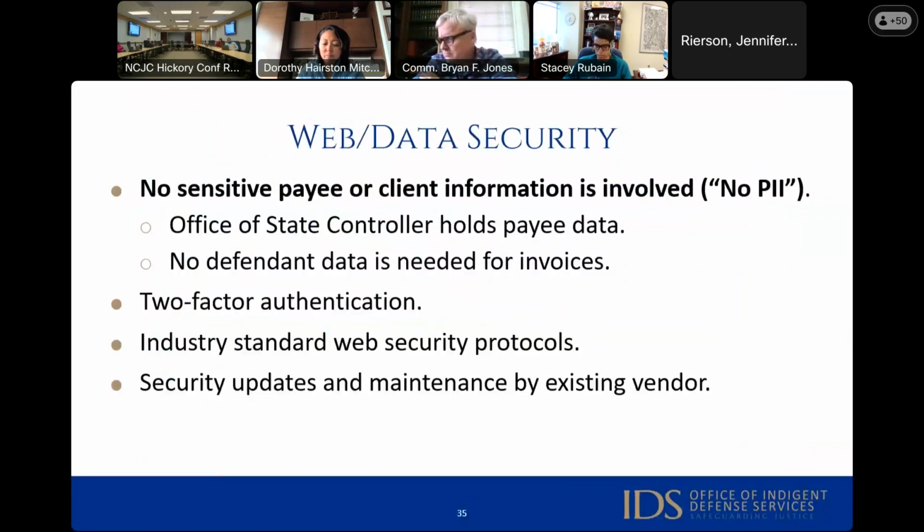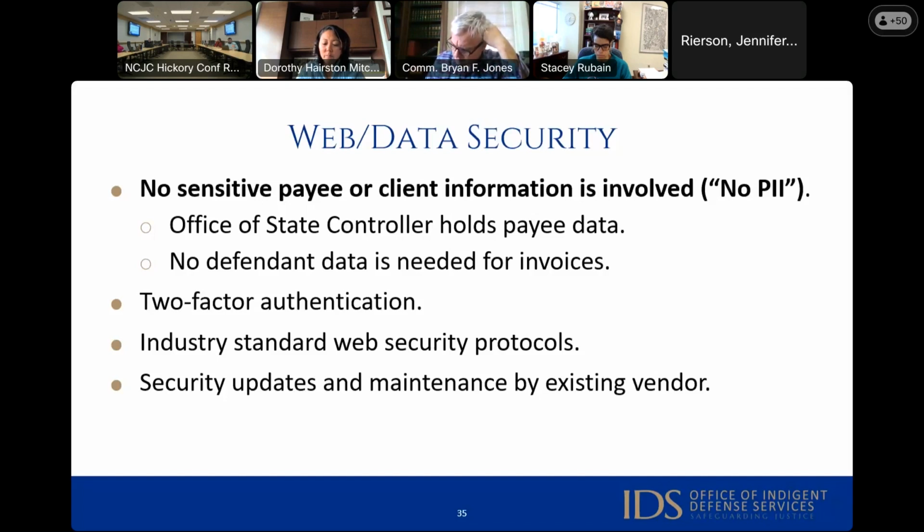Okay, thank you, Chris, for that demonstration. So web security is a fact of life for any online system. So to repeat some of the things that Mr. Sadler said, first, no sensitive payee or client information is involved in this system. That's sometimes referred to as PII, or personally identifying information. Payee info, such as the tax ID number, is held by the Office of State Controller, not IDS, and is not used on fee apps or invoices.